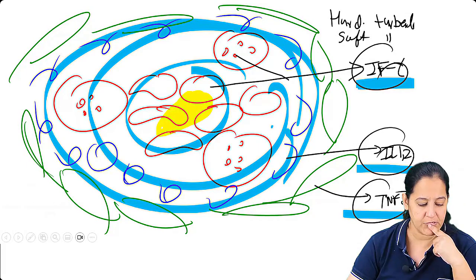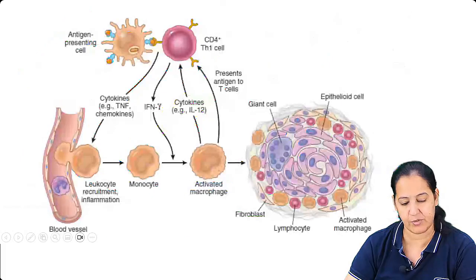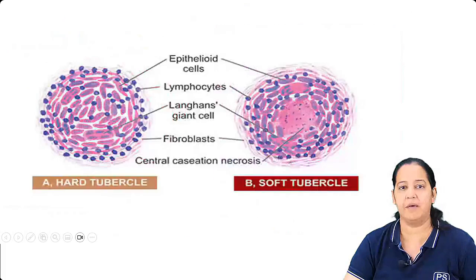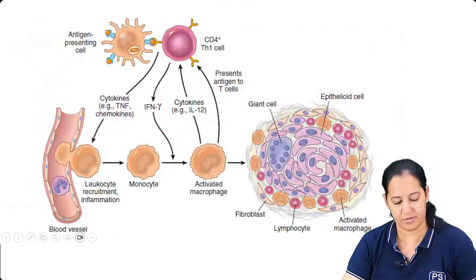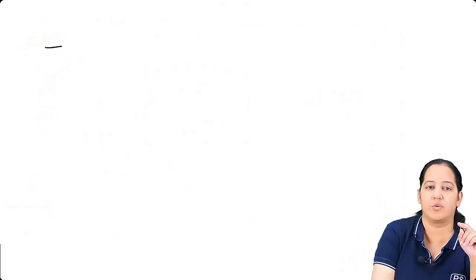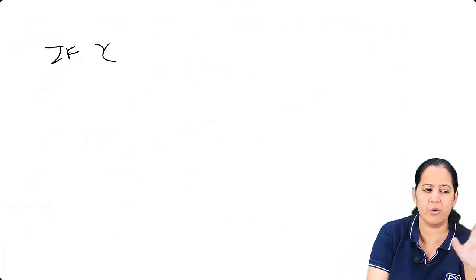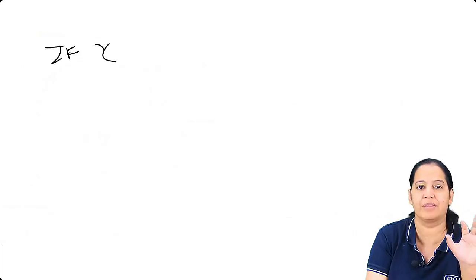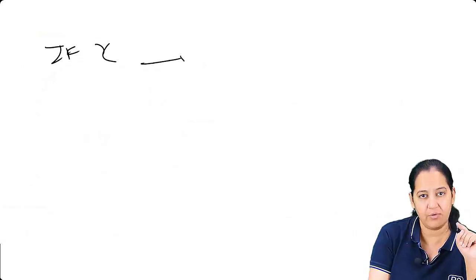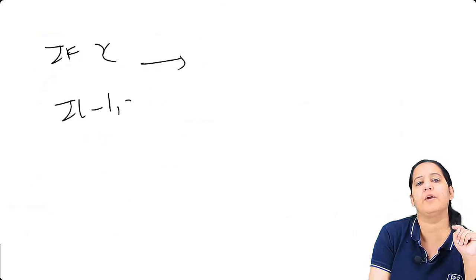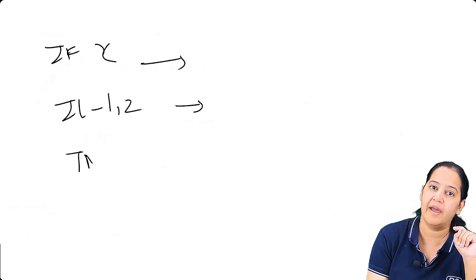Got it? Harsh, Urva, you got it? You have to learn the 3 cytokines. Nobody is going to ask a diagram question on the pathogenesis. Interferon gamma, interleukin 1 and 2, and TNF alpha. This is the summary you have to learn.